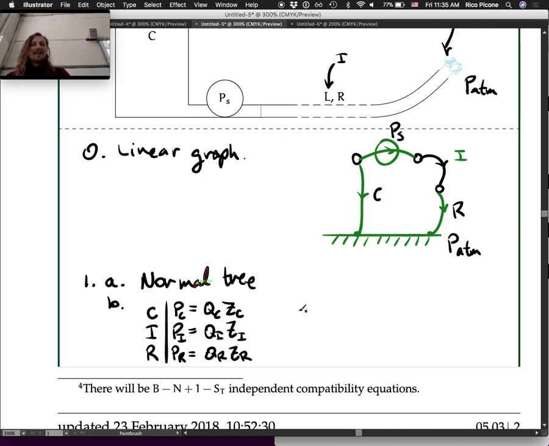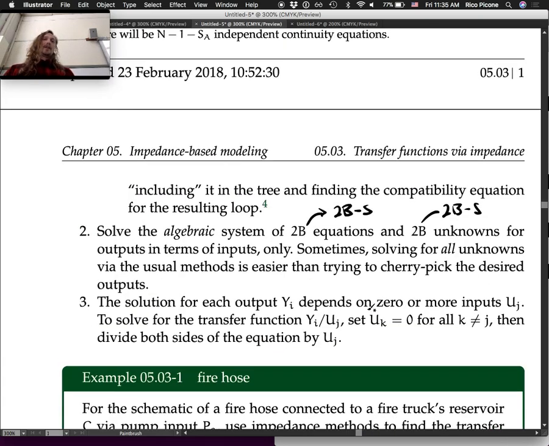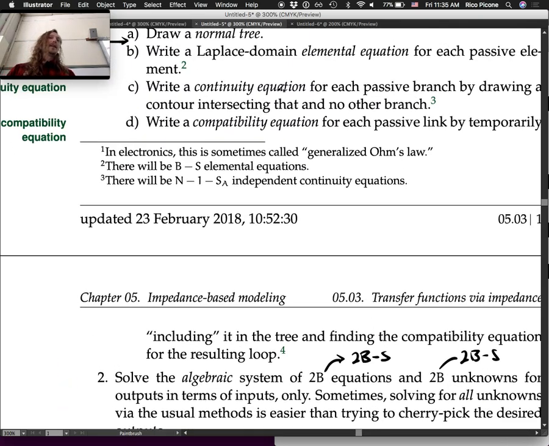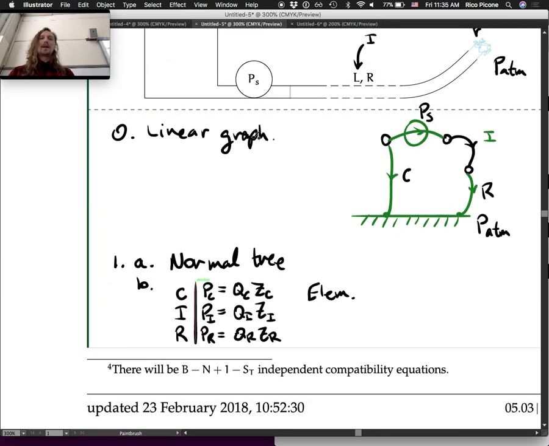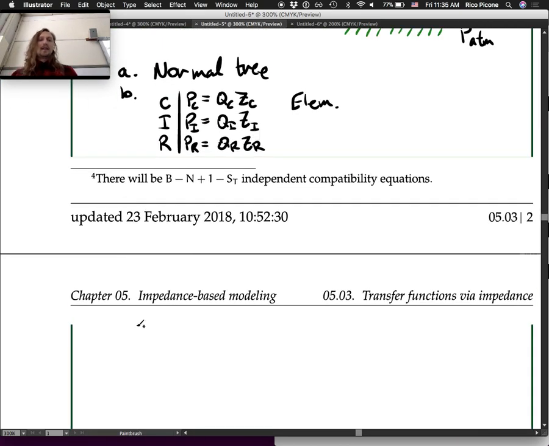Okay. So this is our C, I, and R elemental equations. Elemental is pretty easy, right? And the same equations 3 times. Now we've got C, continuity, D, compatibility. So we just got those next. So let's go on to the next page and do C, continuity.